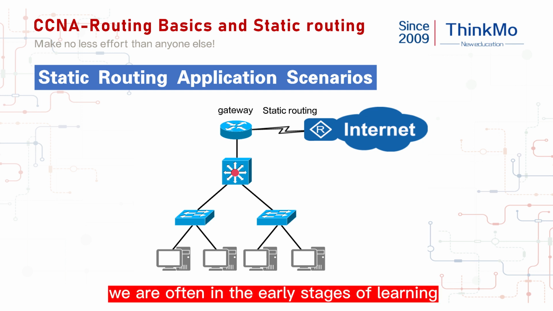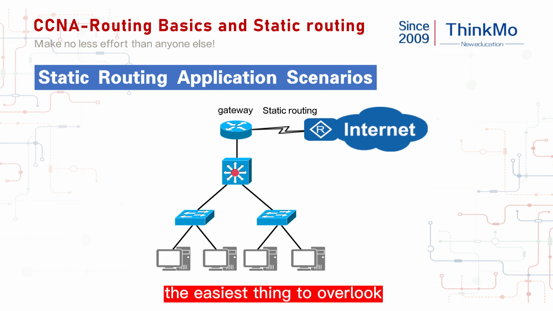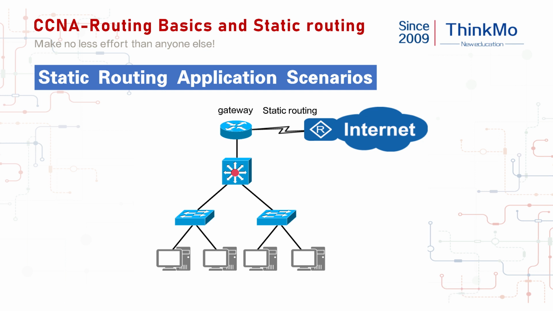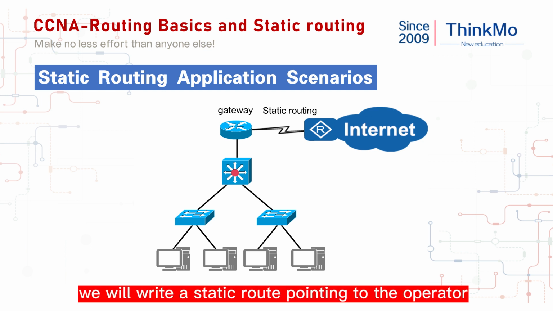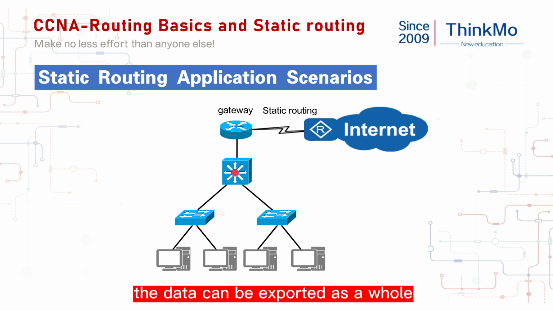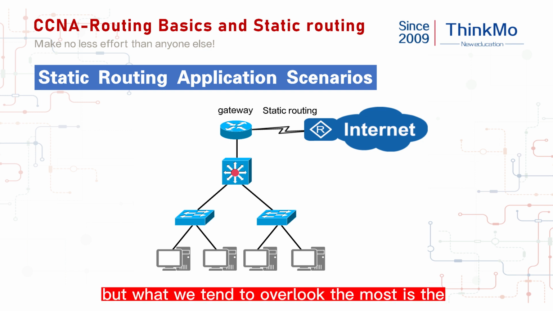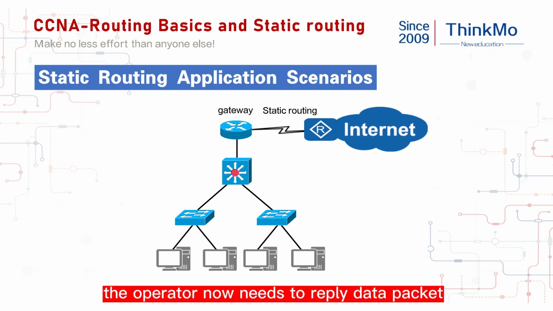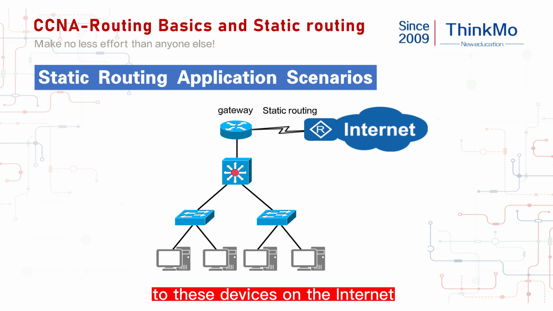In the early stages of learning, this is the easiest thing to overlook. Traffic now goes to the gateway, no problem. The gateway and egress device are directly connected, no problem. In the future, we will write a static route pointing to the operator, no problem. The data can be sent out as a whole. But what we tend to overlook the most is, how does this data come back? The operator now needs to reply with data packets to these devices on the internet.